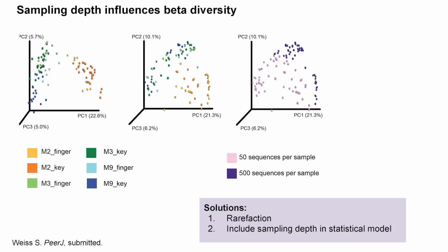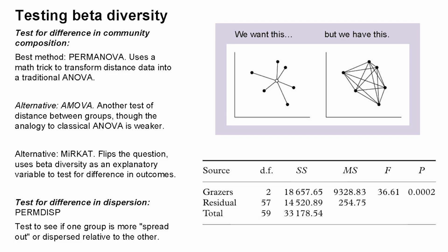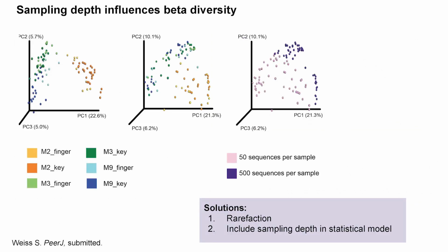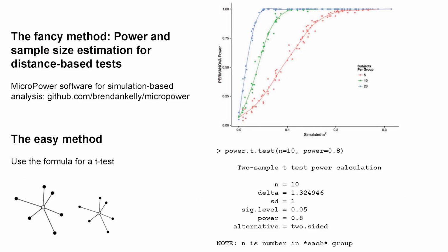Another approach is to include the sampling depth in the statistical model. You can put the sampling depth in your ANOVA as the first term, fit the sampling depth first, and then try to see if there are differences between groups. That also works reasonably well. Neither approach completely solves the problem. It remains an open question.